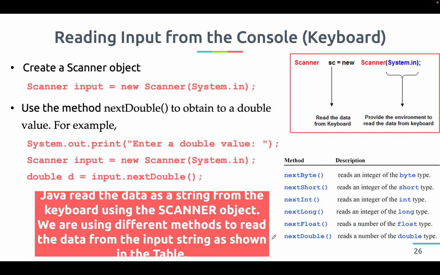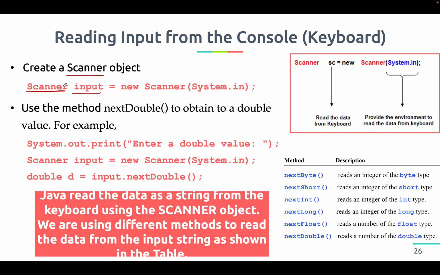Now, what if we want to read from the user? To read from the user, it is not as simple or as easy as we've seen it in C++. We have to create what we call a scanner object. So scanner is a class, and we have to create an object of that class, and we call it, for example, input. You can call it whatever name you want, but we will call it input.